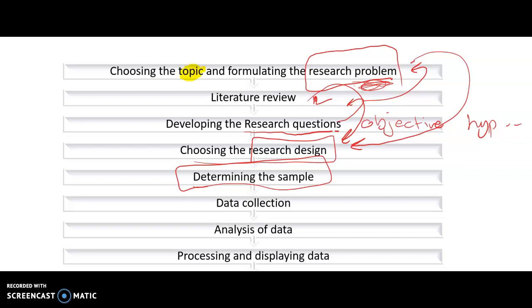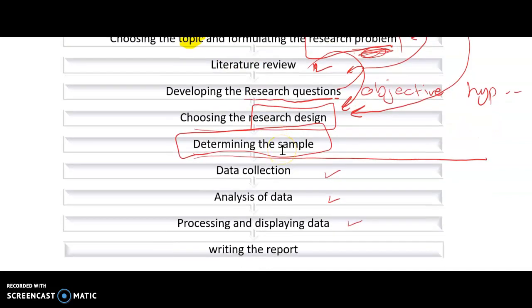And then once you are done with that, this is the first thing. Now you have to do the actual research. It means you have to collect the data, analyze the data, and present the data. Okay, so this is what you have to do once you have decided.